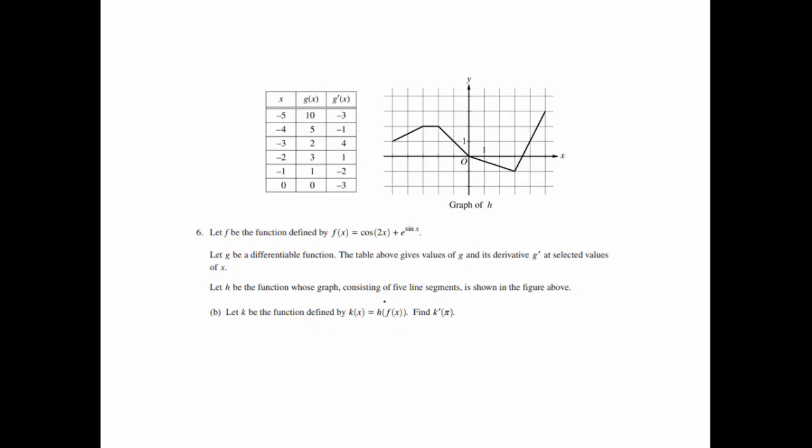Right, part B, this time we're talking about k. k of x is equal to h of f of x, and it asks us to find k prime of pi. Well, I notice that this is a composite function, and I see parentheses. So I'm going to rewrite k as h of u, because the stuff inside we're going to call u. So if I take the derivative of that, I'm going to get h prime of u times du. Well, what's the derivative of u? The derivative of f of x is f prime of x.